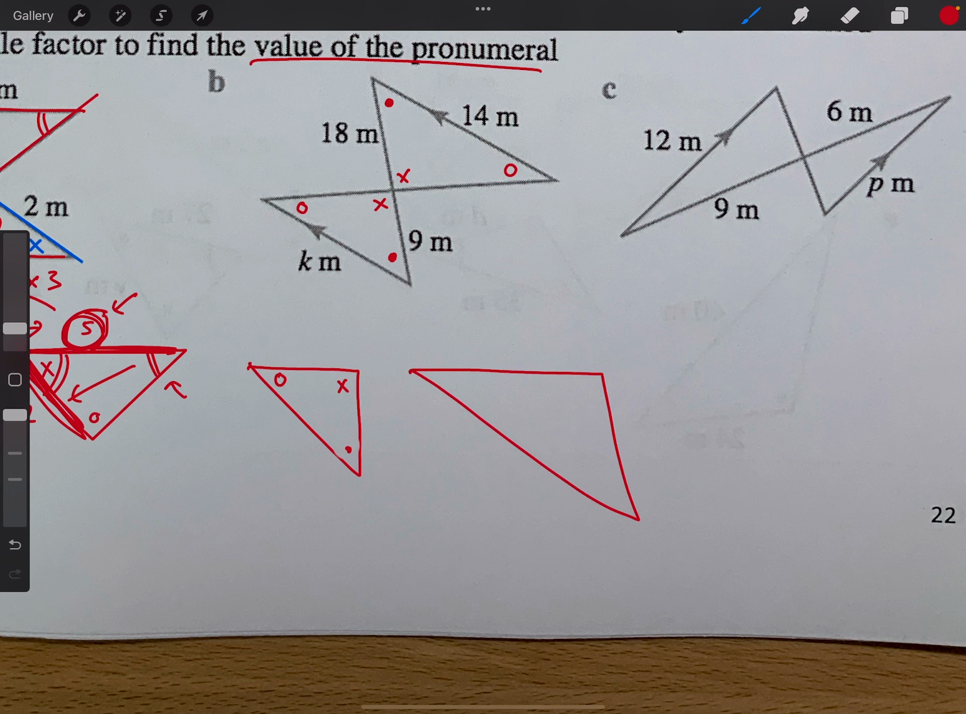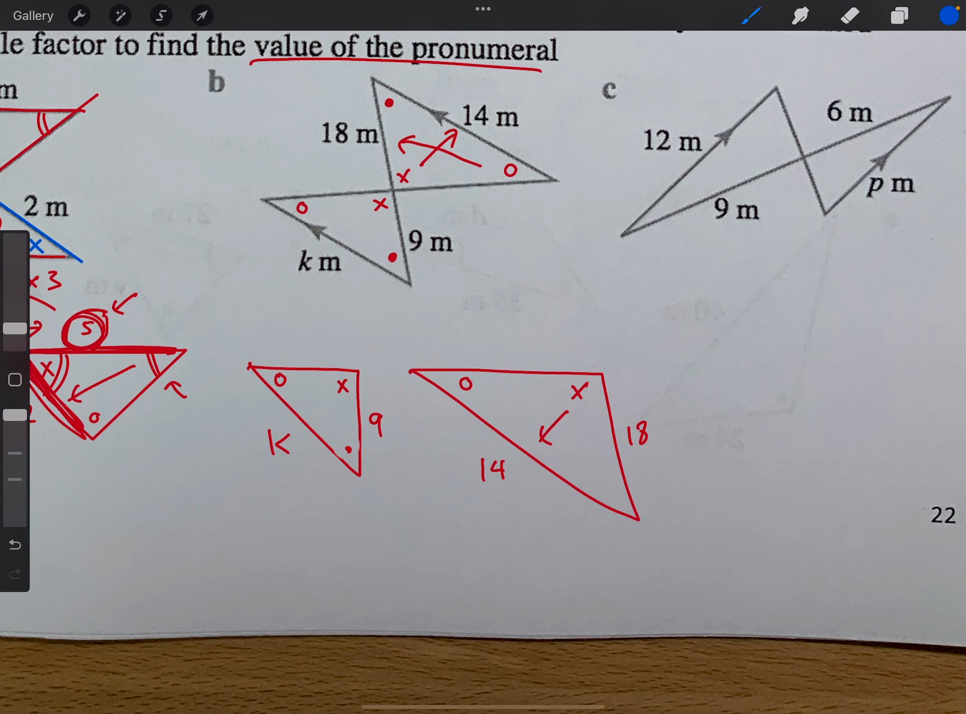Now I want the circle to be here. If a circle is there, what length is this? Well, opposite the circle we have the length 18, so I'm going to write 18 here. And also I want the x to be here. Opposite the x is going to be equal to 14, so this must be 14. And the other side is not listed. Okay, so what about this one? This one you have 9 and you have k.